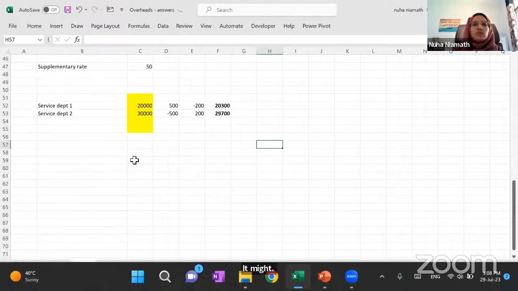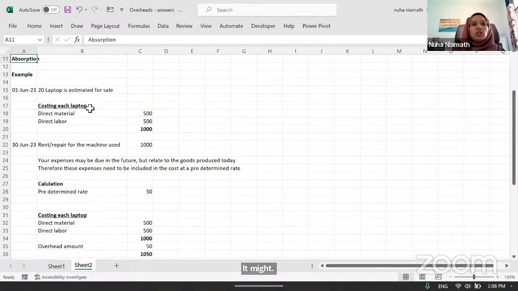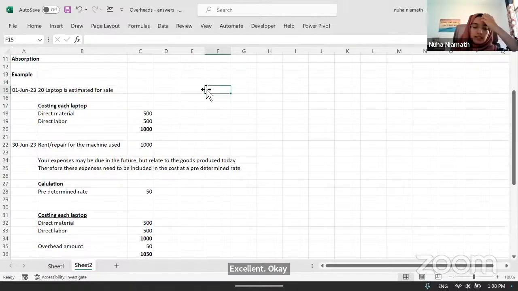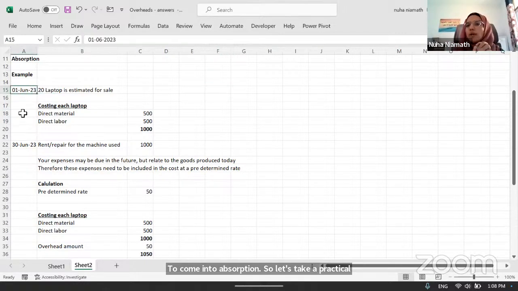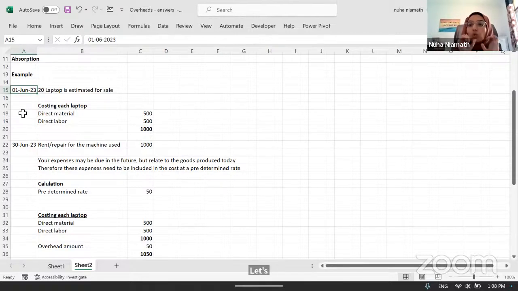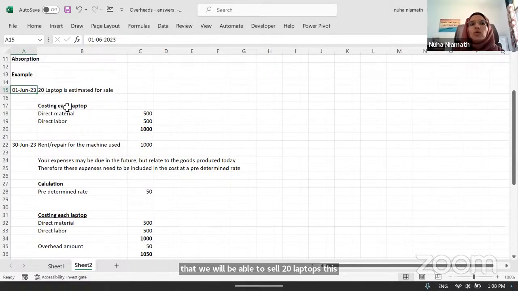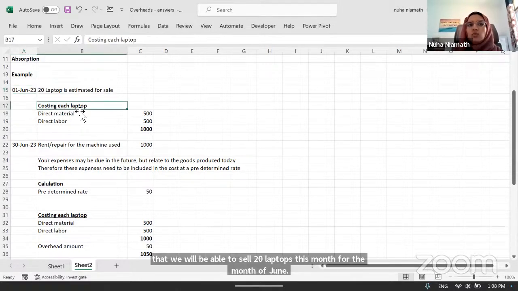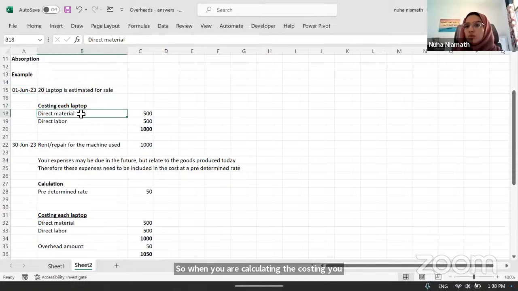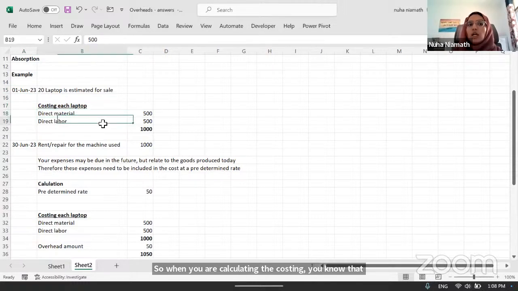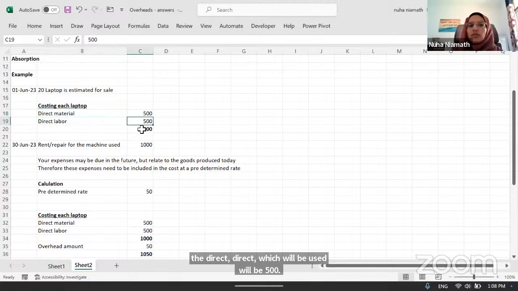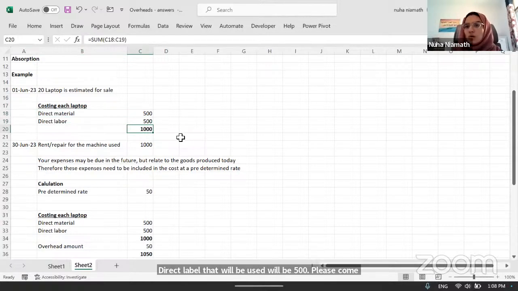Okay. So coming to absorption. Let's take a practical example so that you understand this concept easily. Let's say we are at 1st June 2023. We are estimating that we will be able to sell 20 laptops this month. When you are calculating the costing, you know that the direct material used will be 500 rupees and direct labor will be 500 rupees, coming to a total cost of 1000.